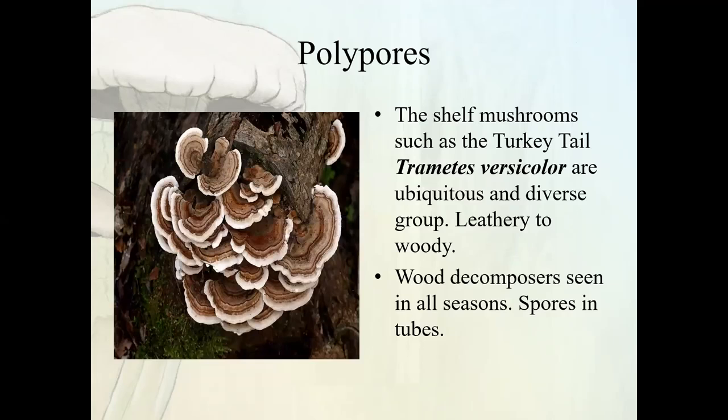All right, so the good news, even if it's dry out there like it has been, no rain, you're always going to see what we call polypores. These are the shelf mushrooms. Some people say bracket mushrooms. You see them on trees, sometimes on fallen logs. Here's an example of a turkey tail, Trametes versicolor. And again, ubiquitous, meaning they're found just about everywhere.